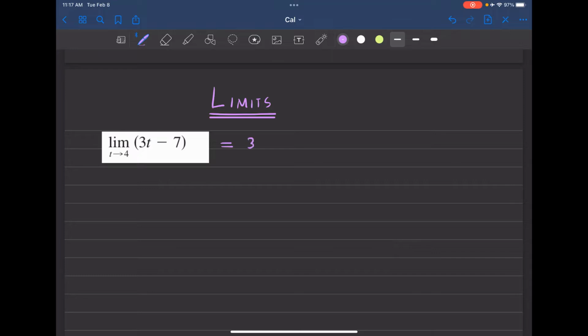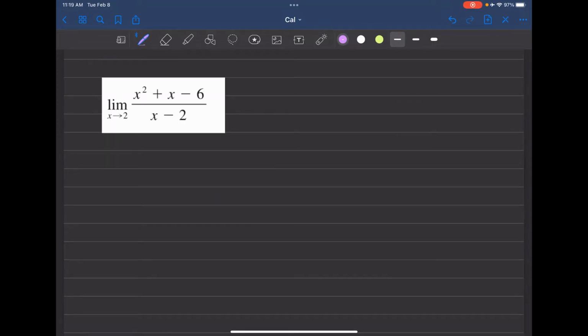So we have 3 times 4 minus 7. So that will be our limit value of this function, which will simplify to 12 minus 7, and that would give us 5. So the limit of this function is 5 as t approaches 4. Let's go ahead and try another example.